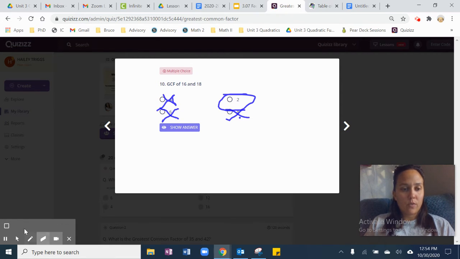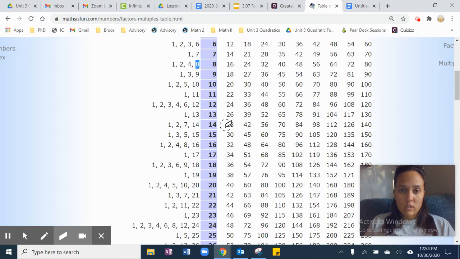We could also have used our factor sheet. So here's 16's numbers, right? 1, 2, 4, 8, 16. 1, 2, 3, 6, 9, 18. So again, 2 is the only number besides 1 that they have in common.